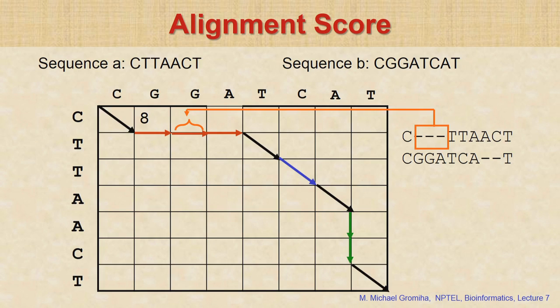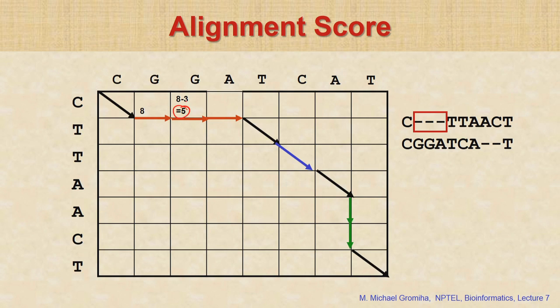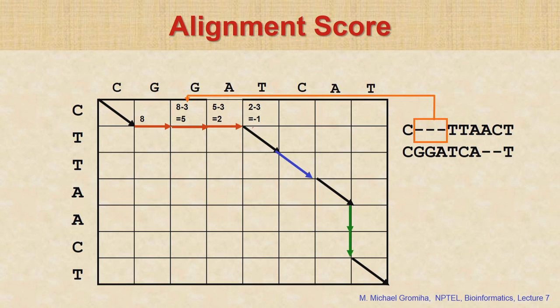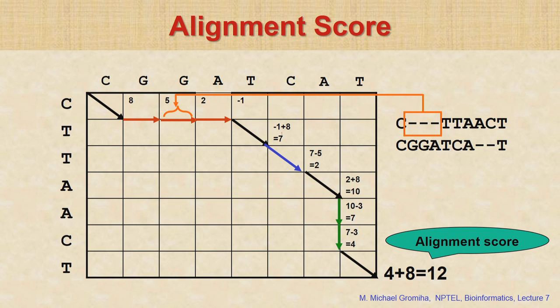So, if you do like this, first you see C and C match, so the score will be 8, and the second one we introduce a gap. So, what will be the next one? 8 minus 3 equals 5, because the gap is minus 3. Again we introduce a gap, so this number will be 5 minus 3 equals 2. Next again a gap, giving minus 1. Then we add the score T plus T, that is minus 1 plus 8 equals 7, and then this one is a mismatch, T and A, so minus 5, which equals 2. Finally we get the score that is equal to 12.